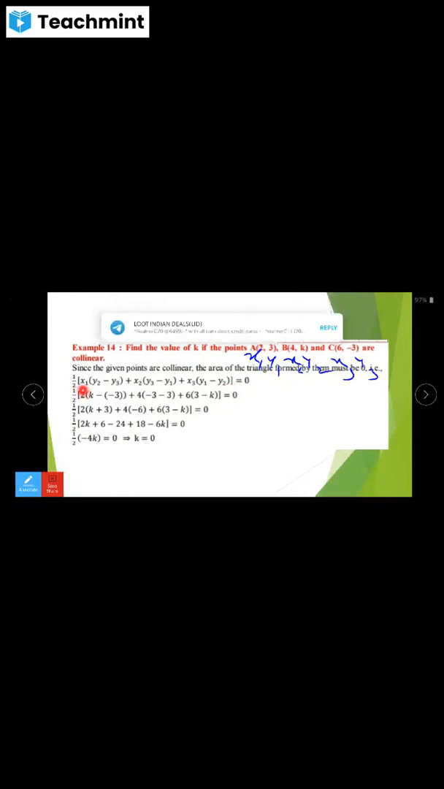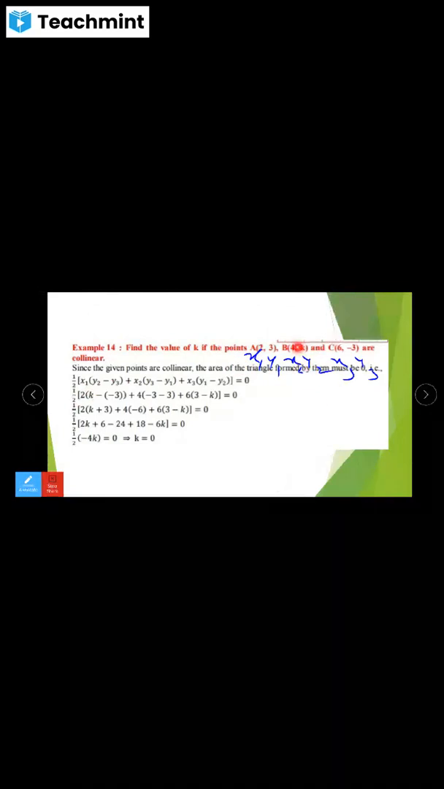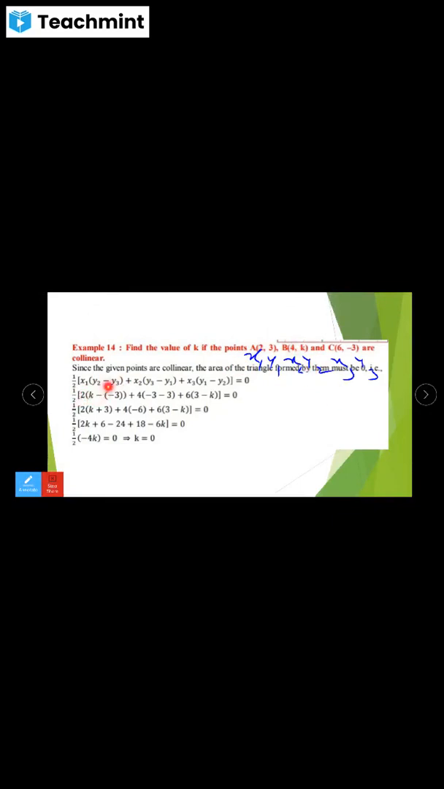See, x1 is 2 here, so 2. Where is y2? y2 is k, minus y3, where is y3? y3 is minus 3. Keep it in a separate bracket. If minus comes, keep it in a separate bracket. Plus x2 is 4 into bracket of y3, which is minus 3, minus y1, which is 3, plus x3 is 6, y1 is 3 minus y2, which is k, equal to 0.